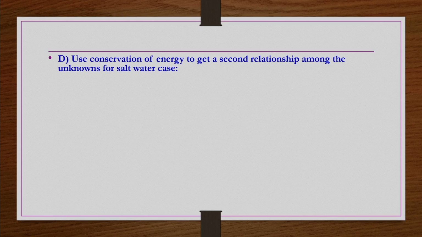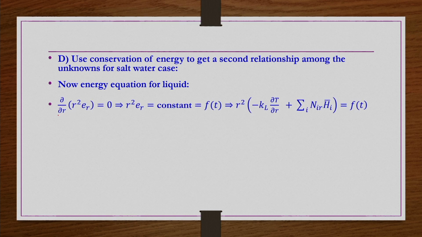Now, the fourth part of the problem: use conservation of energy to get a second relationship among the unknowns for the salt water case. So, the energy equation for liquid, if you write, you get dou by dou r of r square Er is equal to 0, because E theta and E phi terms we are not taking. And then r square Er should be constant upon integration. That constant is constant with respect to r, but it is a function of time. So, f of t we are writing.